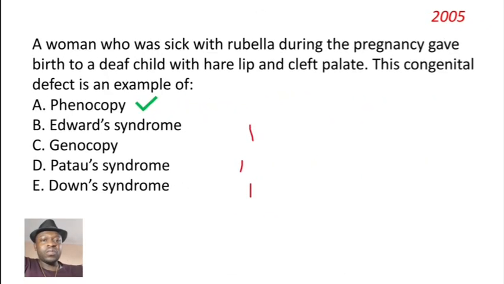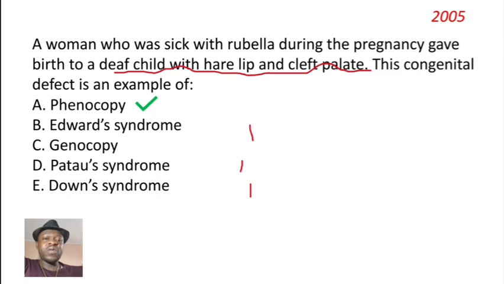Next, a woman who was sick with rubella during pregnancy gave birth to a deaf child with hare lips and cleft palate, right? So this one is a phenotype, right? This congenital defect is an example of what, right? This is definitely phenocopy, right? It's phenotypic variability, right? It's not genocopy, right? Okay, what about other answers, right?